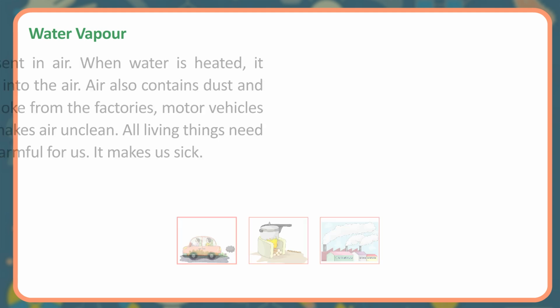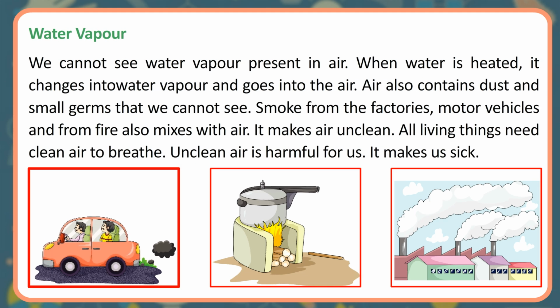Water vapor. We cannot see water vapor present in air. When water is heated, it changes into water vapor and goes into the air. Air also contains dust and small germs that we cannot see. Smoke from the factories, motor vehicles and from fire also mixes with air.